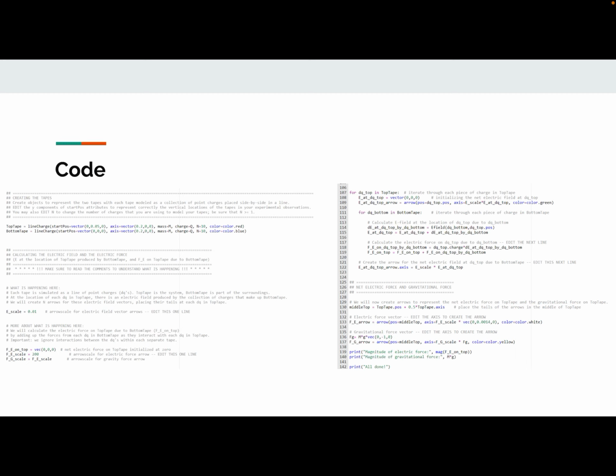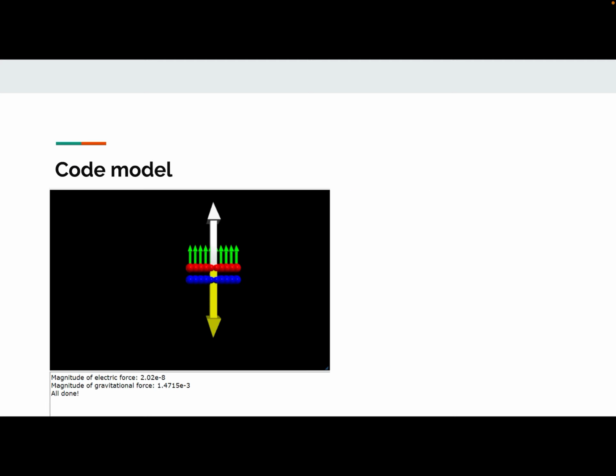Here's the code that I used for this lab. There's the model that I got after plugging that in.